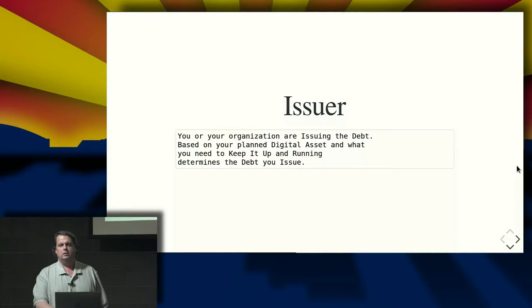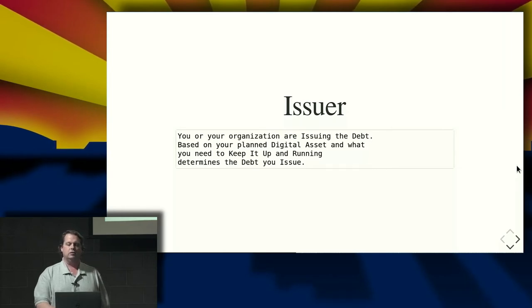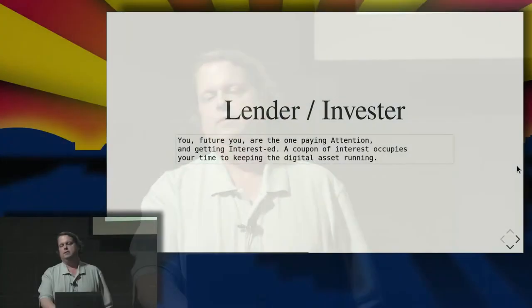The issuer is the person who is interested in doing the project and trying to coordinate the human capital and interest needed to accomplish that. So that's going to be you or your organization, and it's based on your planning for the digital asset that you want to create and what you need to keep it up and running. So for example, if you're doing synthetic monitoring of a website, you have to have interest in keeping track of the results from that monitoring even after you've set it up and paid either open source or free commercial software to do it. But this is going to determine the debt project that you're going to be funding your digital asset with.